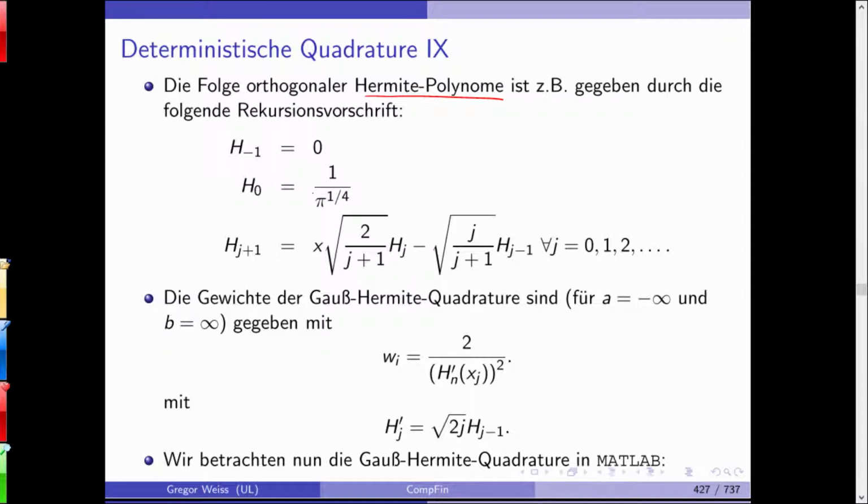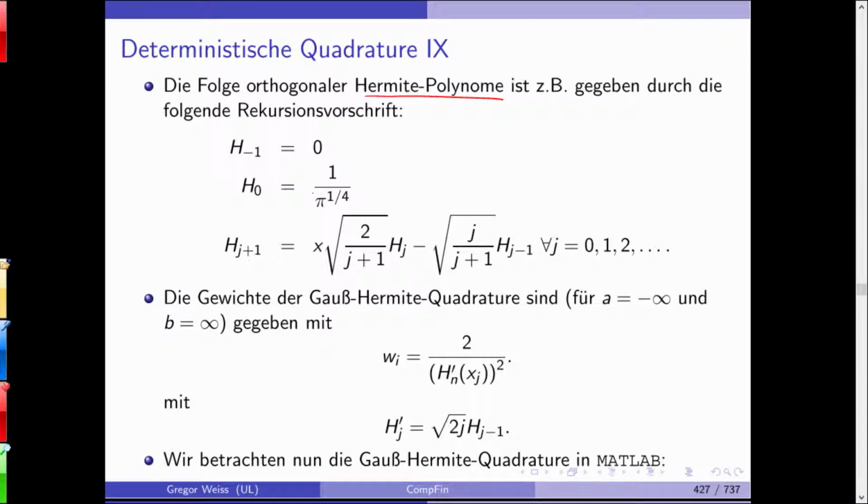Here you know these polynomials, and then you can estimate the zeros. Again, you don't need to do this by hand. You can simply look it up in a book or in the computer. The weights are then given.